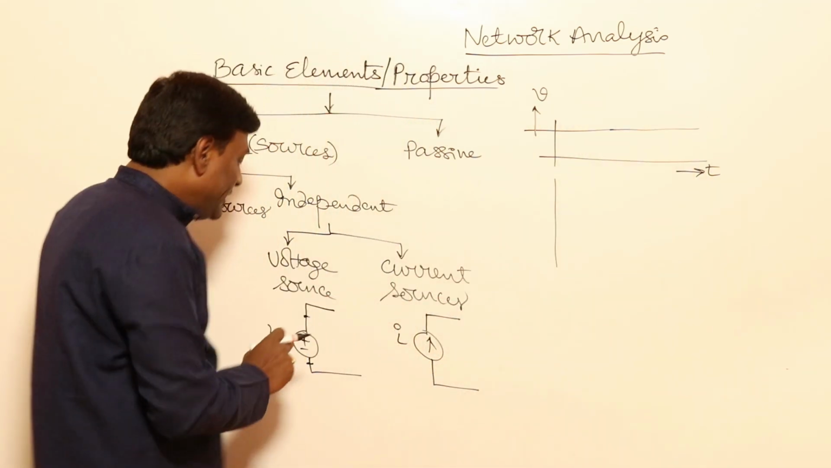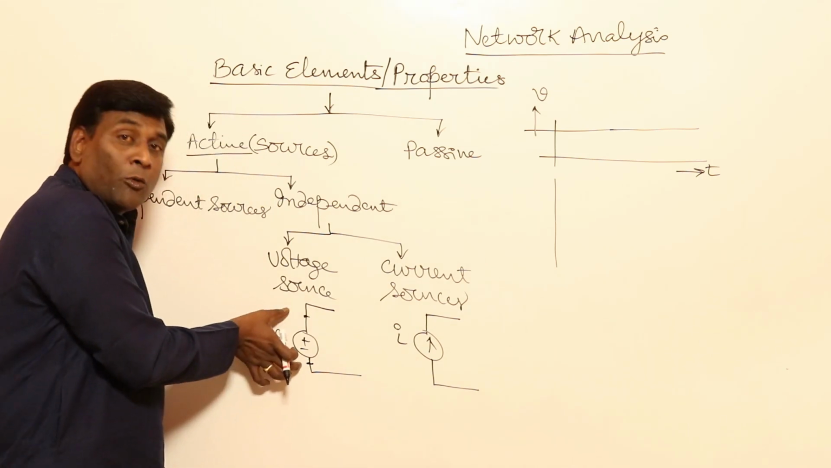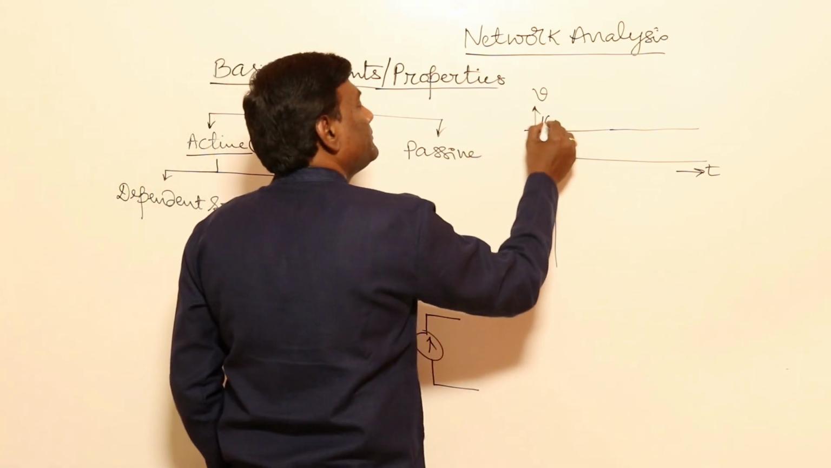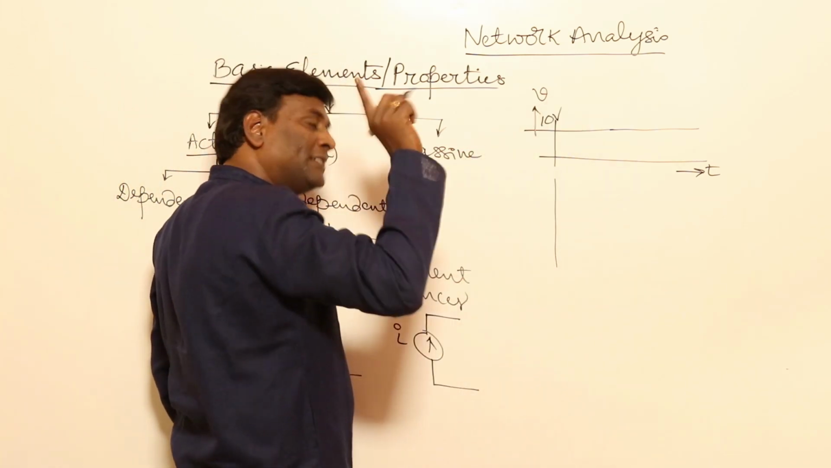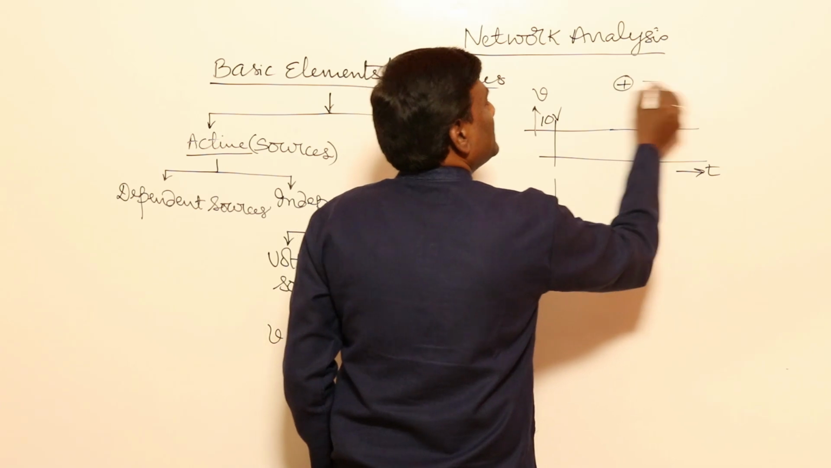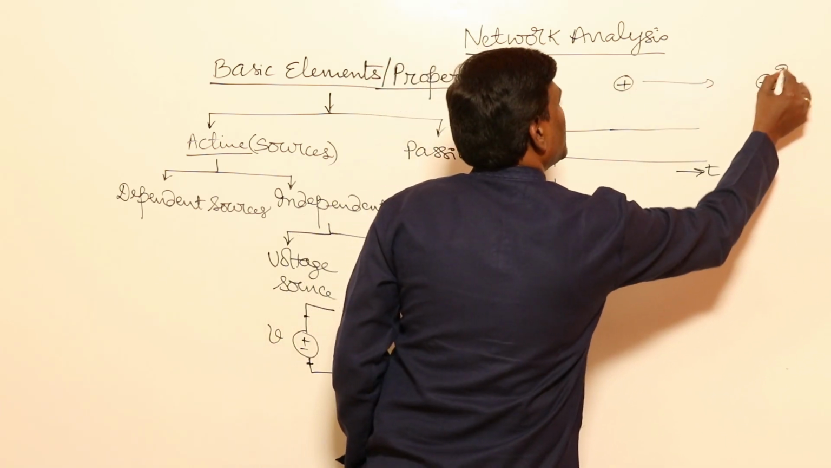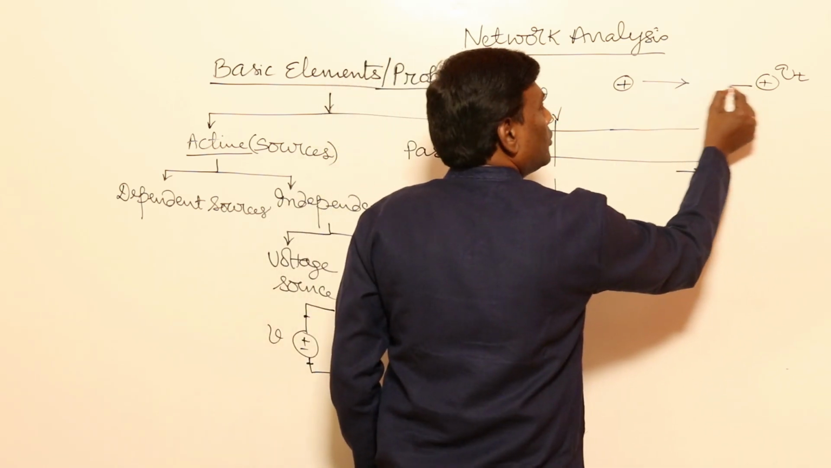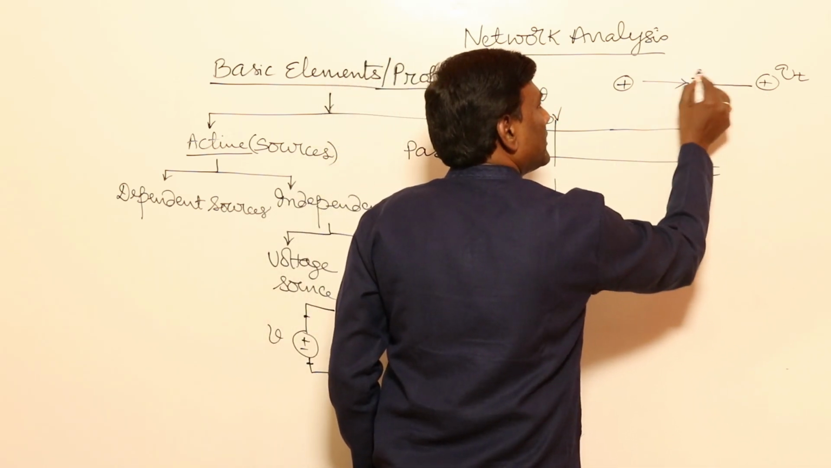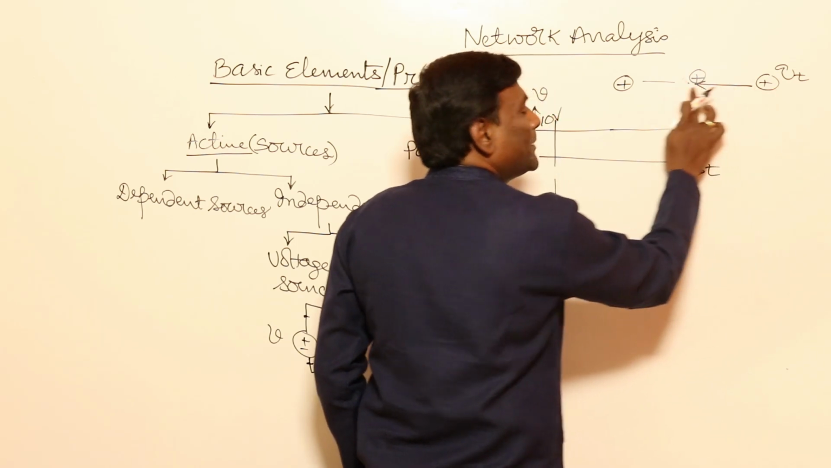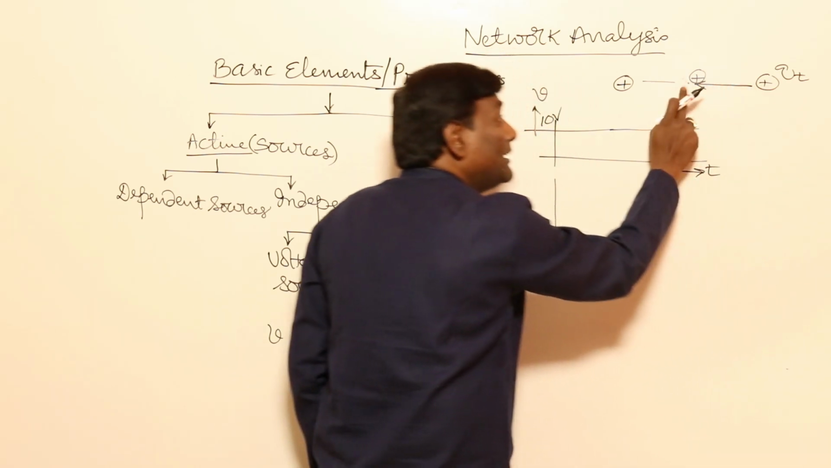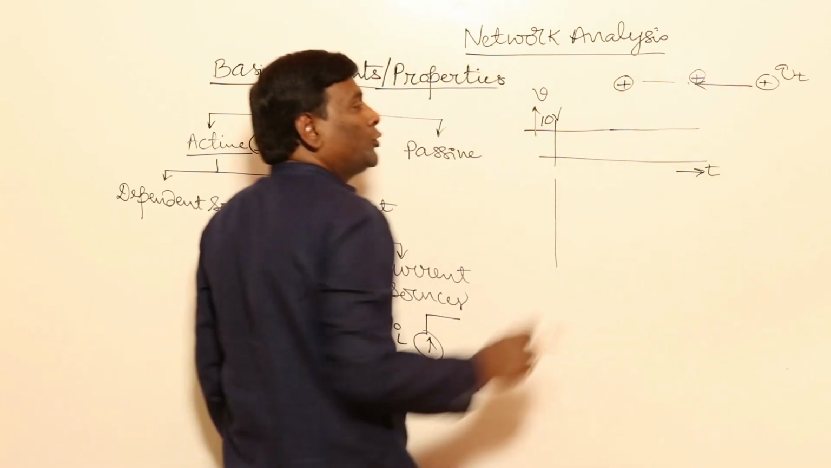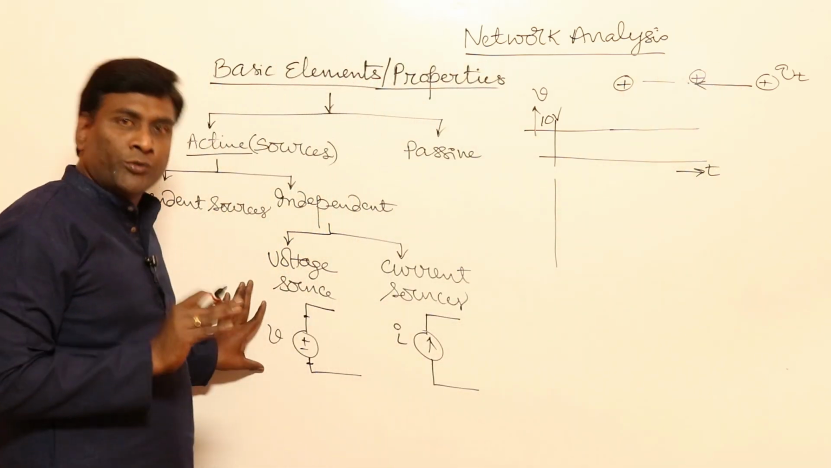What does it mean? It is going to maintain this much potential constantly. For example, this is 10 volts. From our basic point of view, if I think of the charge, this is going to be a small test charge. In order to move the test charge from here to here to here, I have to expend some amount of energy. That expended energy per coulomb of charge is nothing but voltage. So that particular voltage it is going to maintain constantly here in a source.